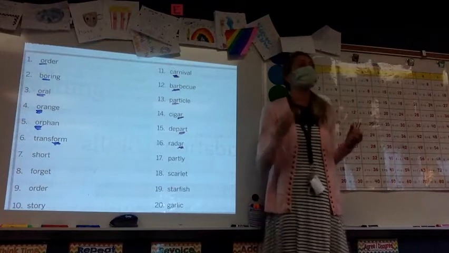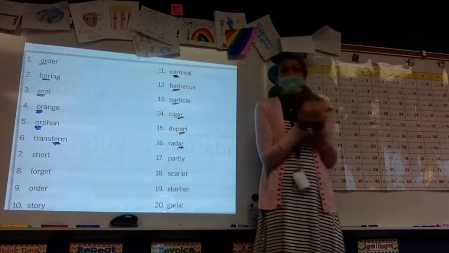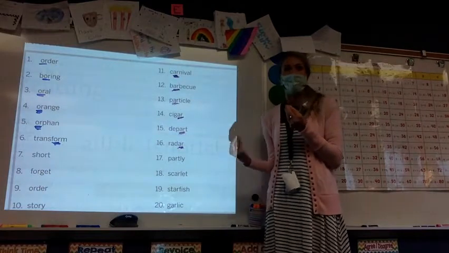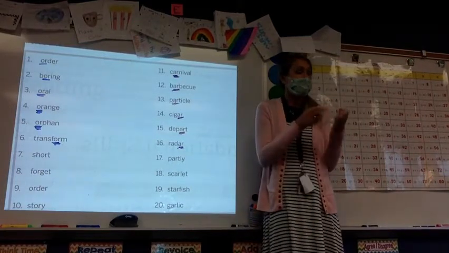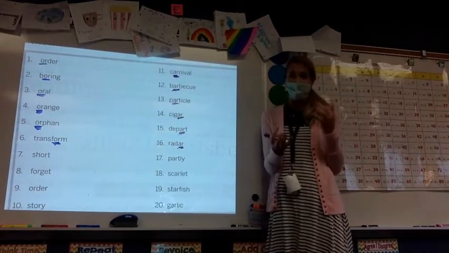Again, just really identifying that that "or" and that "ar" can be made or can be found anywhere in our words. It's not something that you're going to always find after this letter, like some rules we have.